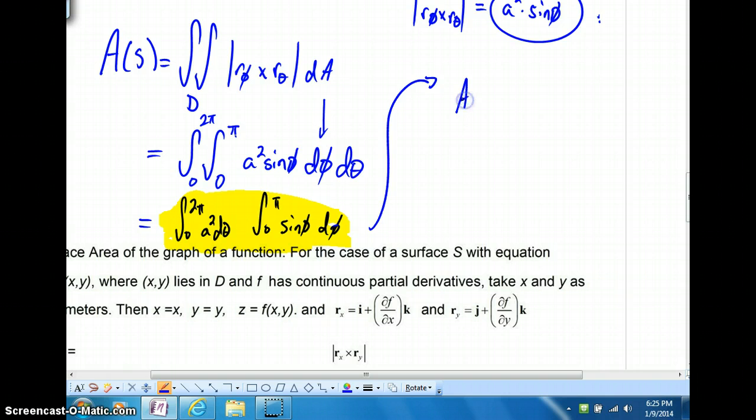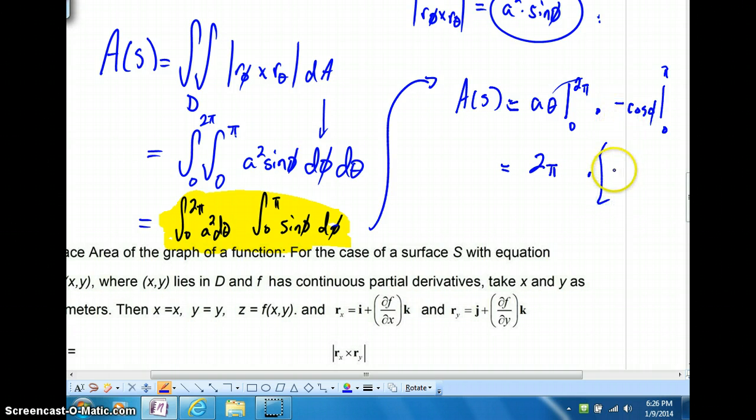Continuing our work here, as we evaluate the first integral, integrating with respect to theta, the antiderivative of a would be a theta, and we'll work that out between 0 and 2 pi. Also, we're going to take an antiderivative of sine of phi, which would be the opposite of the cosine of phi, and we will evaluate that between pi and 0. Finishing this up, substituting this in, I hope you can see very quickly that this first integral arrives at 2 pi. The second integral is just a little bit more involved.